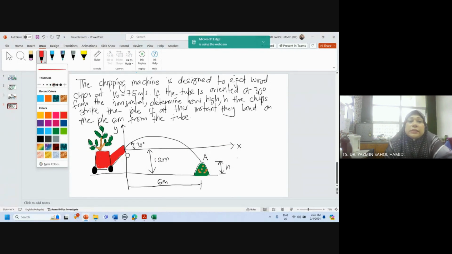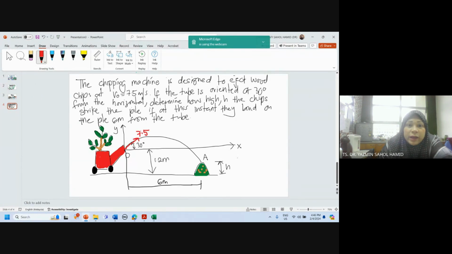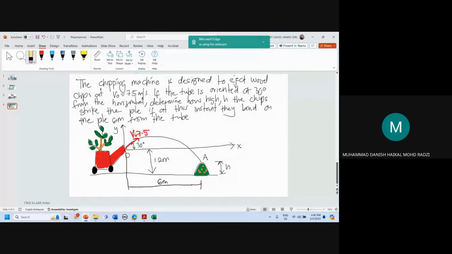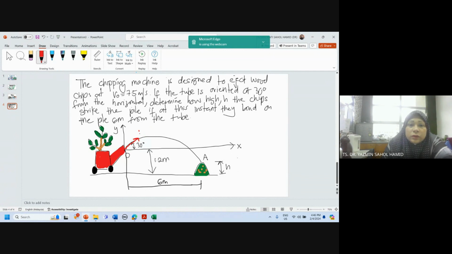The chipping machine is designed to eject wood chips at an initial velocity of V naught equals 7.5 meters per second. So the initial velocity here is 7.5. This is V naught. Let me rub that. So V naught is 7.5 meters per second. If the cube is oriented at 30 degrees from the horizontal, determine how high H the chips strike the pile if at this instance they land on the pile 6 meters from the cube. So this is a chipping machine where there are woods and leaves. After the chipping machine chips into small pieces, the chips will fly up in the air and drop at point A. So first of all, to get marks, you need to draw this diagram in your question paper.